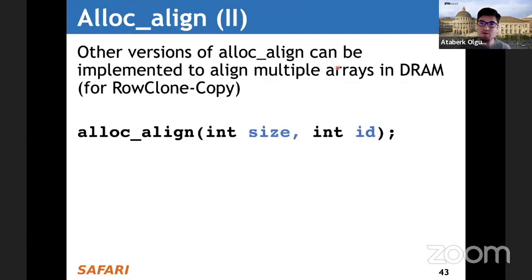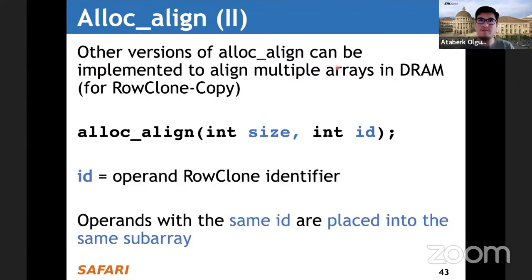And we develop one other version of malloc, which we use to implement row clone copy operations. So we need to allocate two arrays in the same subarray. In this case, we extend the definition of malloc with another parameter called ID. And what this will do is, if two different malloc calls are made with the same ID, the malloc will allocate these arrays in the same subarray.